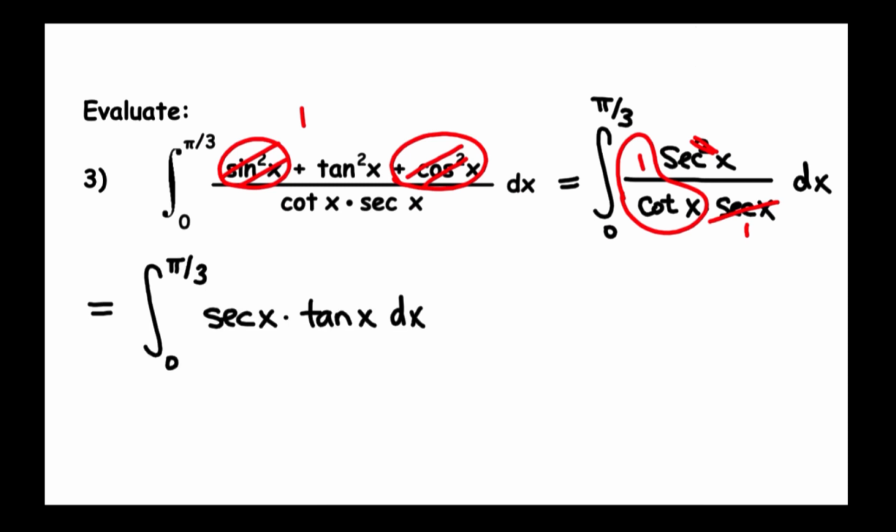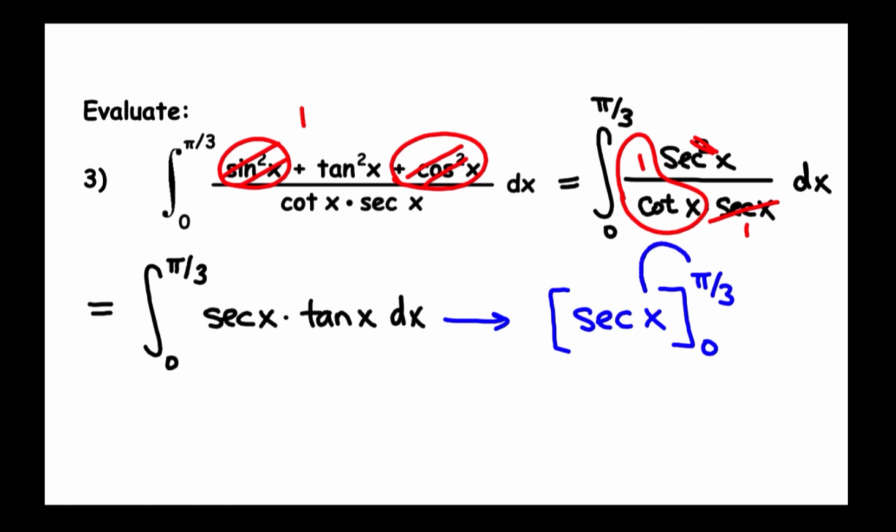At this point, you're like, wait a second. Secant tangent, that's somebody's derivative. That's the derivative of secant. We're going backwards. We're taking an antiderivative, so we're back to secant of x. Oh my gosh, this is cool. And now we just have to plug in the upper and lower limits of integration.